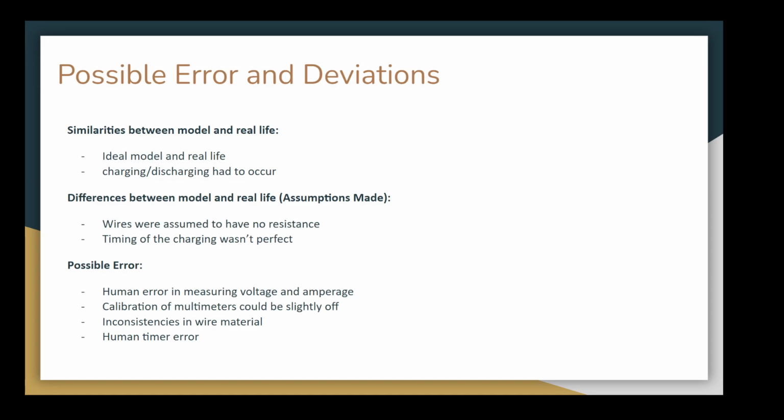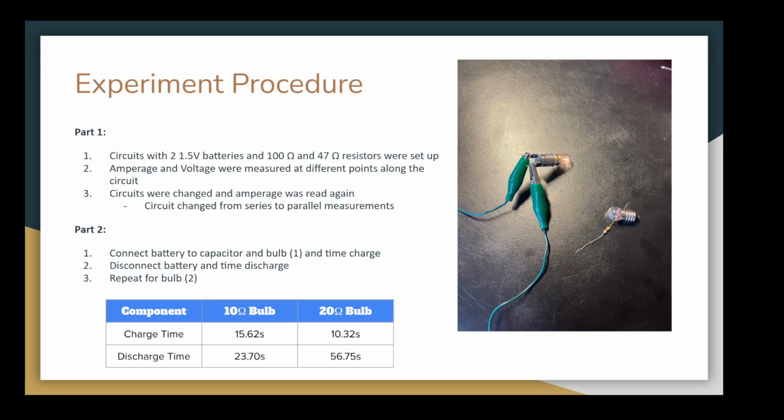Differences: like I just said, we assumed no resistance, and the timing of the charging was not perfect, which leads into error. Human error was present in measuring the voltage and amperage, and the calibration of the multimeters could have been off. That's probably not true, but it's possible. There were also inconsistencies in the wire material, and human timing error, so those numbers that I had in the table before may be slightly off because we're human and we make mistakes in timing.